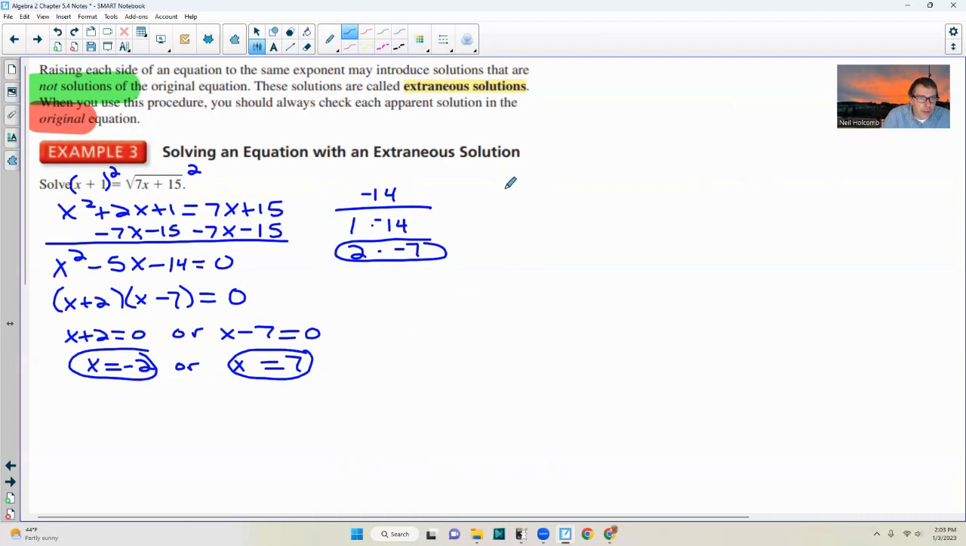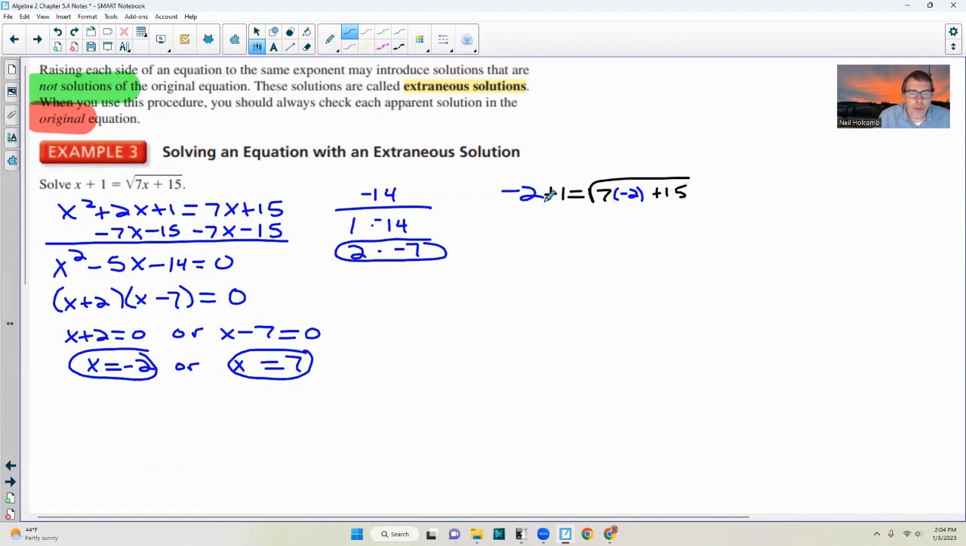So now I'm going to write over here, using x as negative 2. It's going to be negative 2 plus 1. And let me erase this here because that is not in our original. Negative 2, and I wanted to color code this, okay? Negative 2 plus 1 equals the square root of 7 times that x, which is negative 2, plus 15.